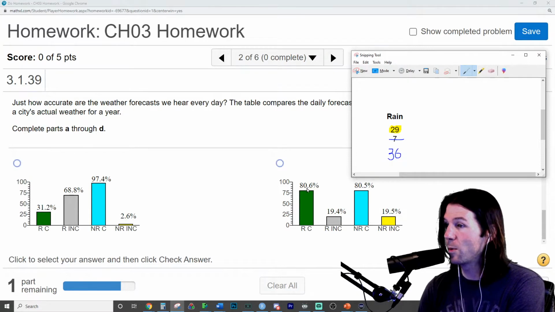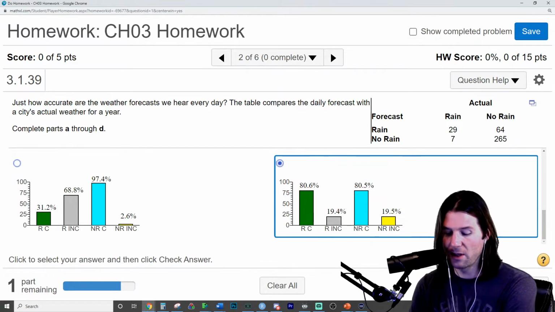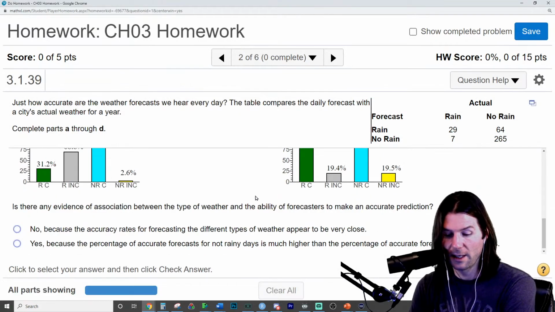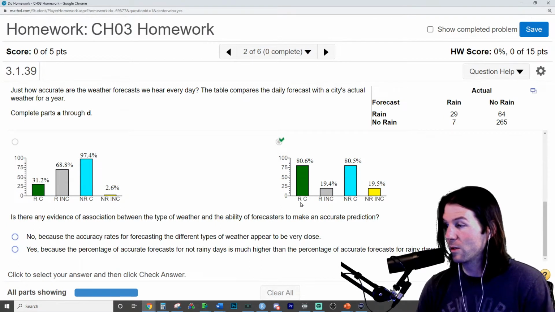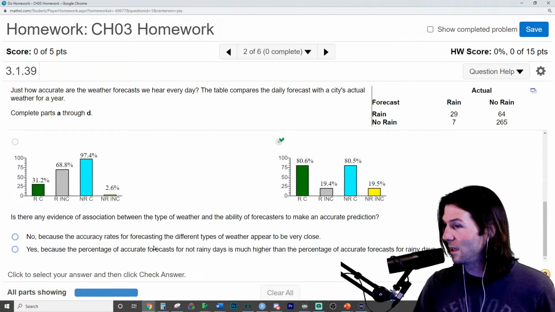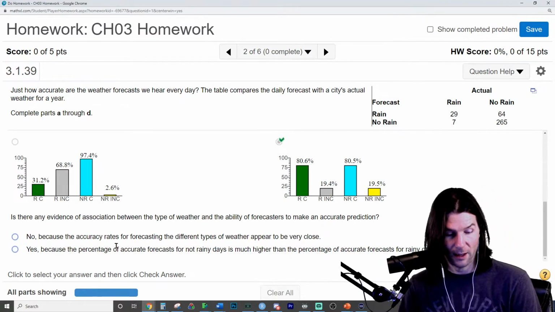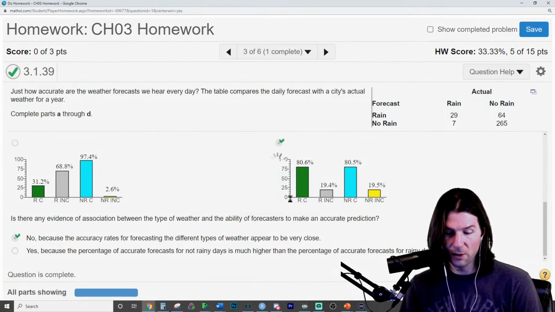And then we're just going to divide, and that will equal 80.6. So given it rained, what percent of the time was the forecast correct? Every other percentage follows if you want to check them. There really doesn't appear to be much of a difference here. But yes, join the Kahoots and do all the homeworks and the quizzes. No, there does not appear to be an association because the percentages are really close.